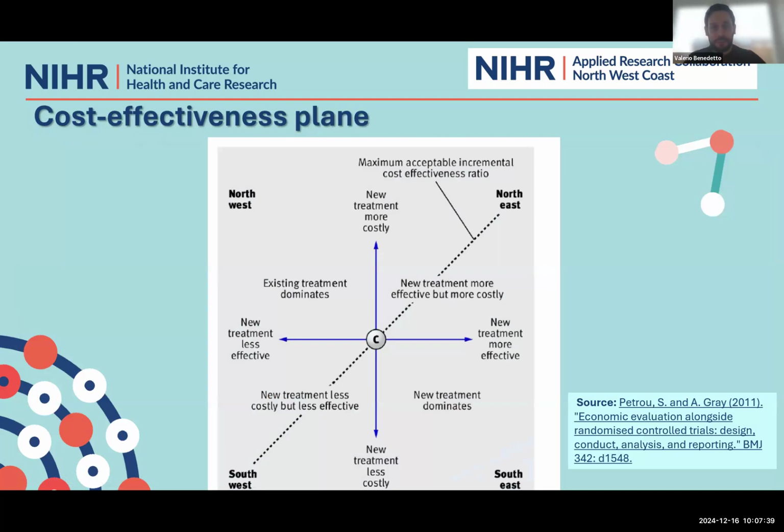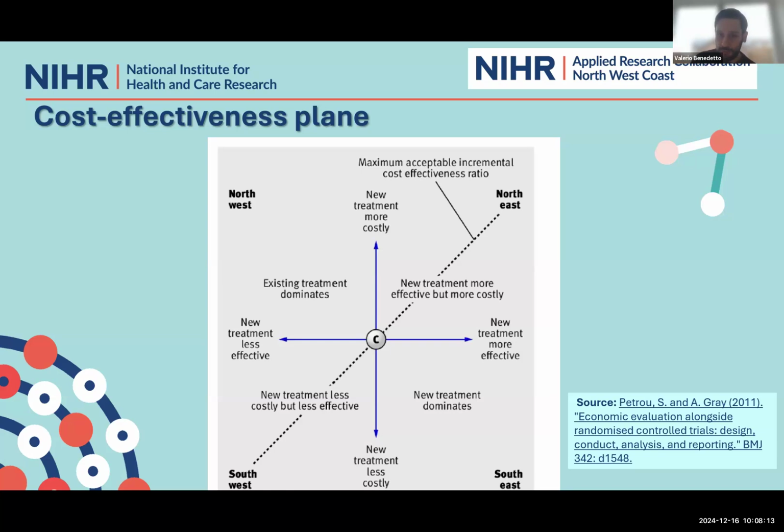I will say this is probably one of the most important and fundamental diagrams you will see in health economics in general. Probably, if you open any textbook on health economic evaluations, you will see this diagram there at some point. And it basically condenses in just one slide what you need to know about the interaction between costs and outcomes, which is useful to understand in an economic evaluation.